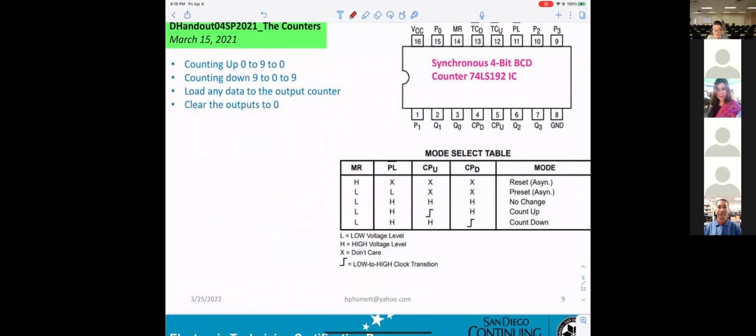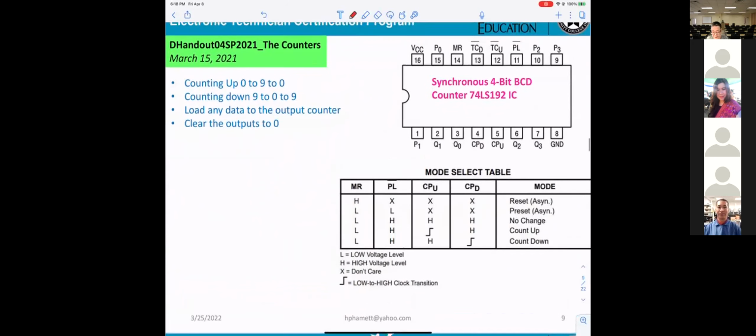Okay, the next one, 192. We already told you it's a BCD counter. That's what they said: format BCD. And they tell you it counts up 0 to 9 to 0, counts down 9 to 0 to 9, loads any data to the output of the counter, and clears the output to be 0.